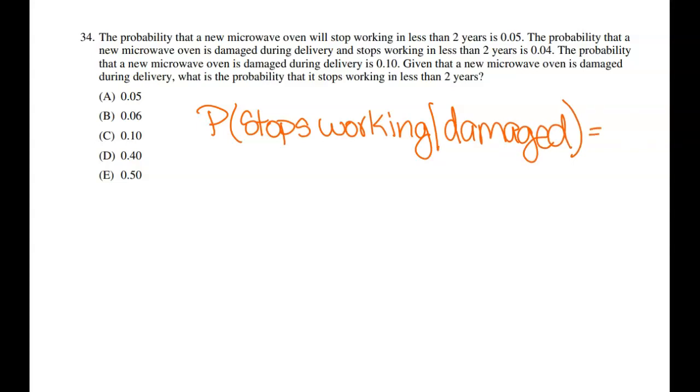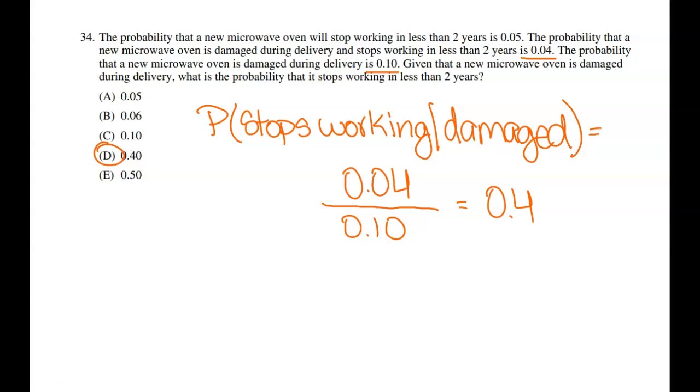All right, so to solve for this, we need to take the probability that it stops working and it was damaged, which they gave us as 0.04. So I'm going to take 0.04 and divide that by the probability that it was damaged, just damaged alone, and they gave that to us as well as 0.10. When we solve this, we end up with 0.4 as our answer. And so in this case, we will end up with D as the correct answer. There's a 40% chance that it stops working given it was damaged.